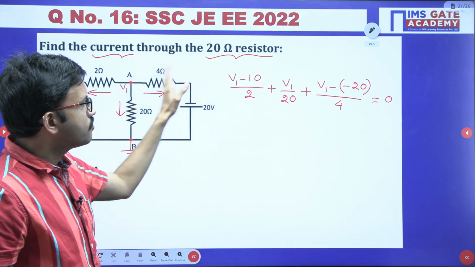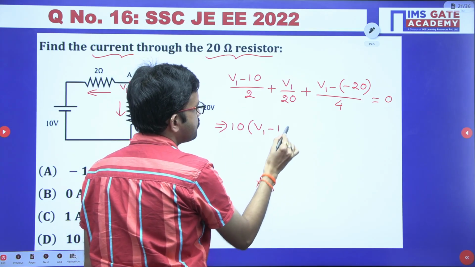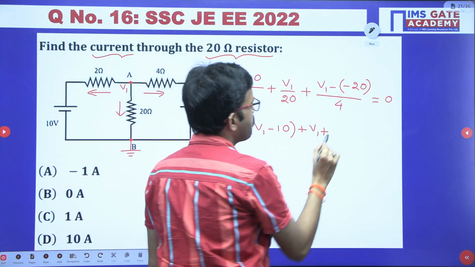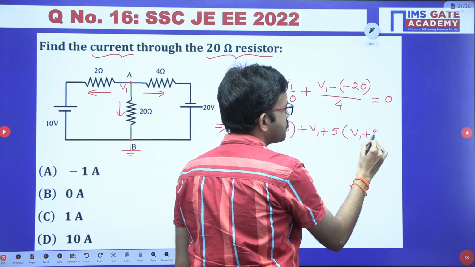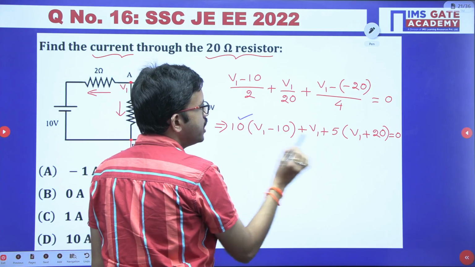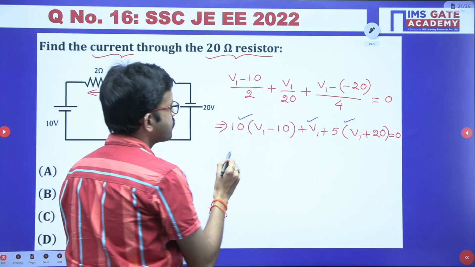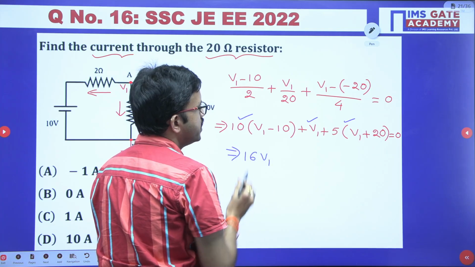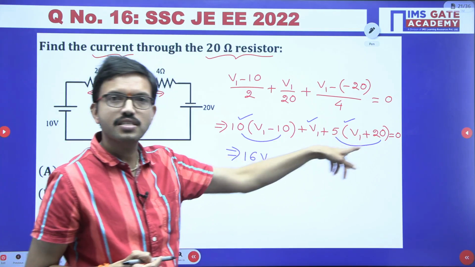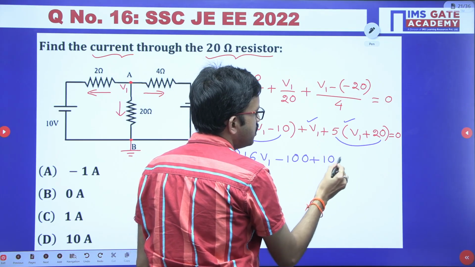Right, in this overall equation you can multiply with 20, then from there you are getting 10 into V1 minus 10 plus V1. Here when you are multiplying with 20, 4 5 times, 5 into V1 plus 20 is equal to 0. So here 10 times, then 1 time, then 5 times. 10 plus 1 is 11, 11 plus 5, 16 V1, then minus 100, here plus 100. Minus 100 plus 100, both will get cancelled.